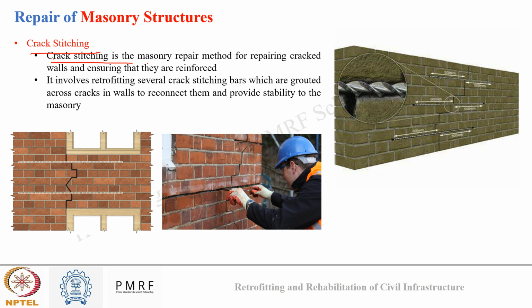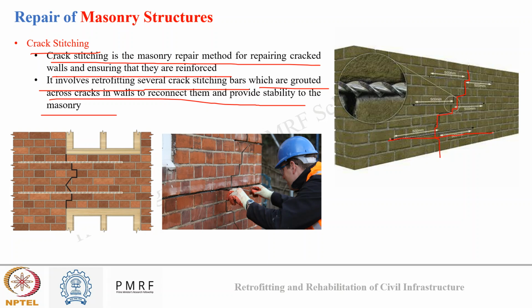Crack stitching is a masonry repair method for repairing cracked walls and ensuring that they are reinforced. It involves retrofitting several crack stitching bars which are grouted across the cracks in the wall to reconnect them and provide stability to the masonry. In crack stitching, we have a crack. Across the crack we drill, we insert a reinforcement bar and we grout that reinforcement bar. Now what this stitching does is it arrests the crack and stops its further propagation, and it strengthens the masonry from the weaker area.